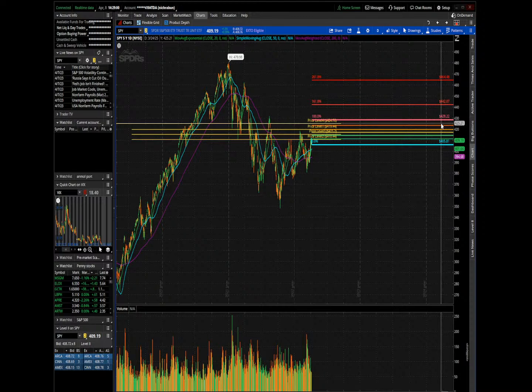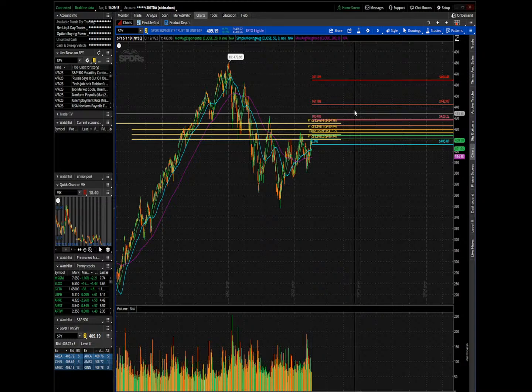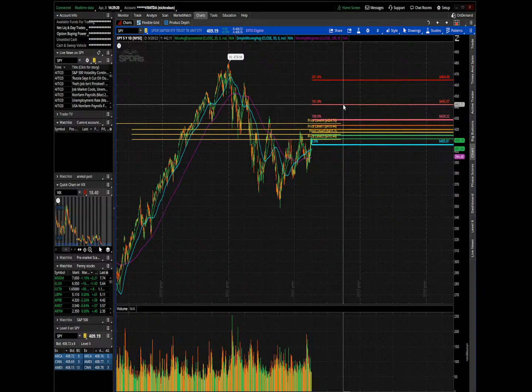Matter of fact, you can mark all this out. 428.22, 442.07, and 464.48. Why do you want to mark these out? Well, because y'all are very biased and you think it's going to go that high. That's why. No, really. Why do you want to mark them out? Because it looks like a really good potential of a pop up.